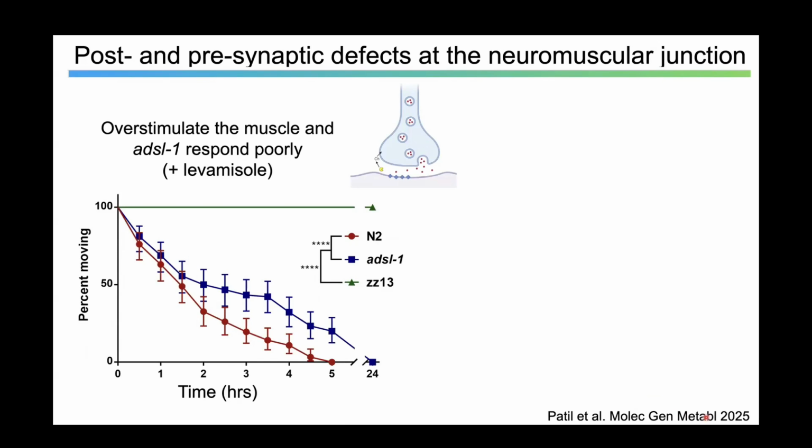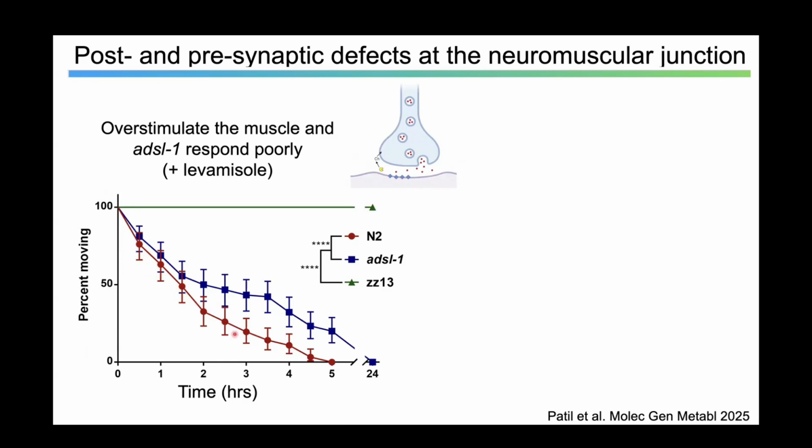So we have found that when you overstimulate the muscles of ADSL animals, they respond very poorly. So what we do is we flood them with levamisole. This is a neuromuscular junction, and this is the muscle side. When you put levamisole on the animals, it activates the acetylcholine receptors in the muscle, causing contraction, and these animals paralyze. It's a contractile paralysis, that's what I meant.